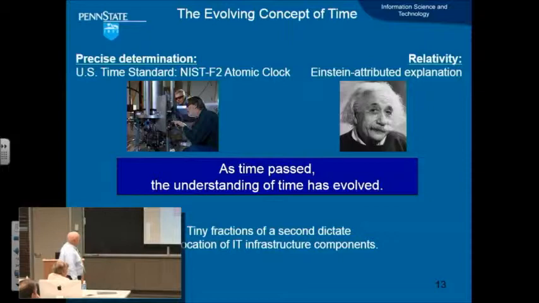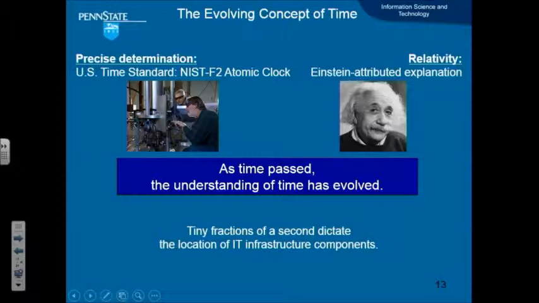And of course, the concept of time has morphed. Right? It's changed. For example, the F2 atomic clock at NIST uses a fountain of cesium atoms, whatever that means, right, to measure the length of a second with an error rate of less than plus or minus 1 second every 300 million years. Close enough.